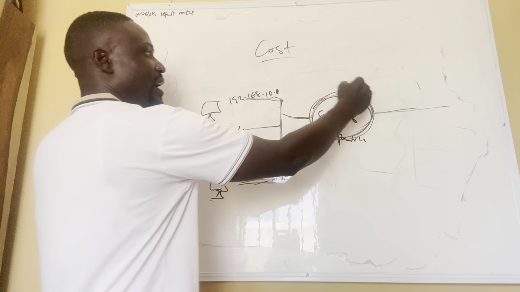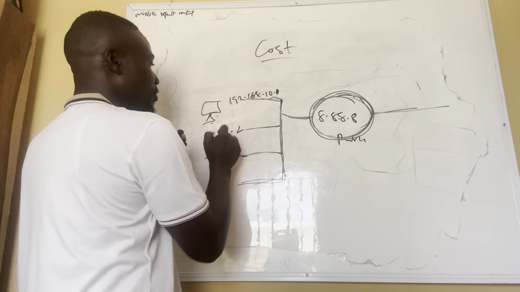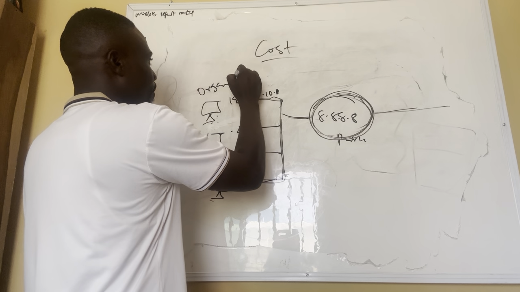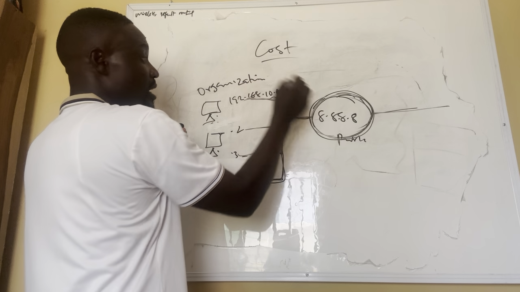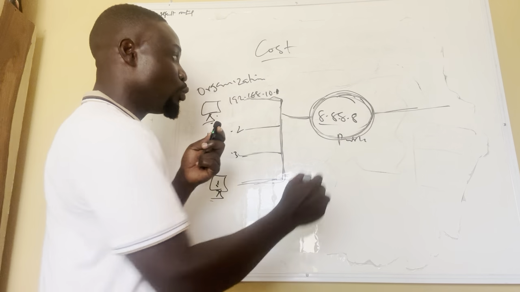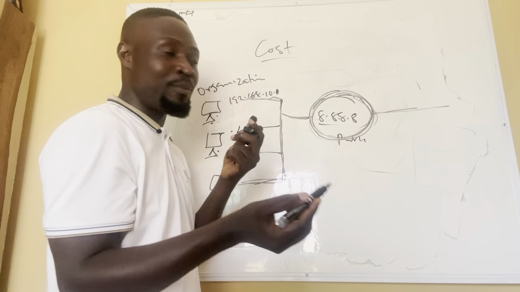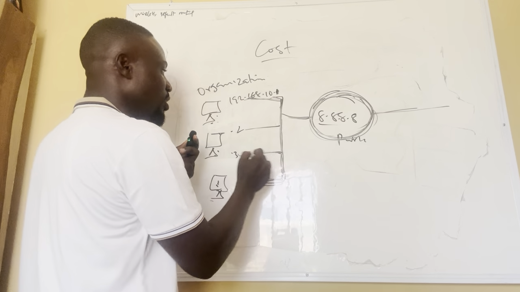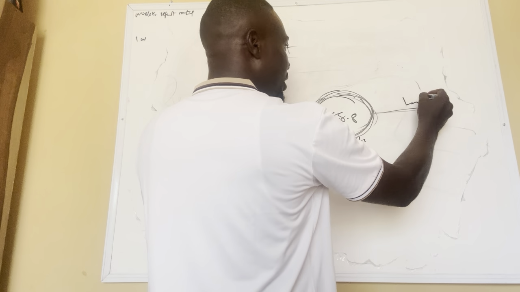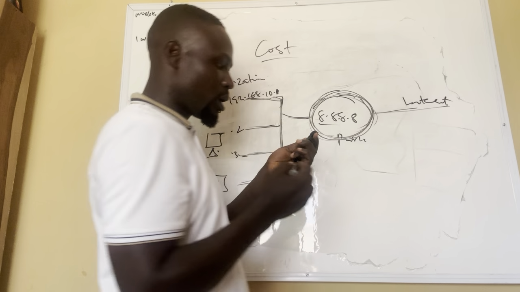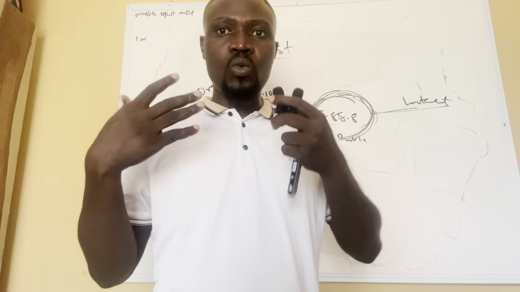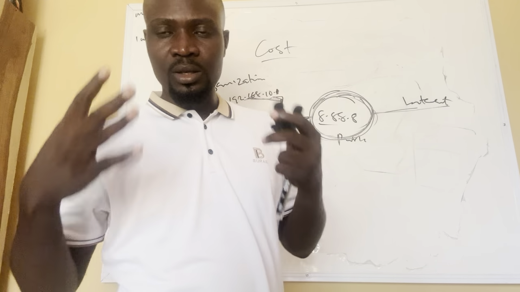Okay, so instead of buying public IP for each of the systems in the organization, you will just buy only one public IP, and everybody in the organization will be able to reach the internet. Okay, so those are the advantages and what NAT is all about.